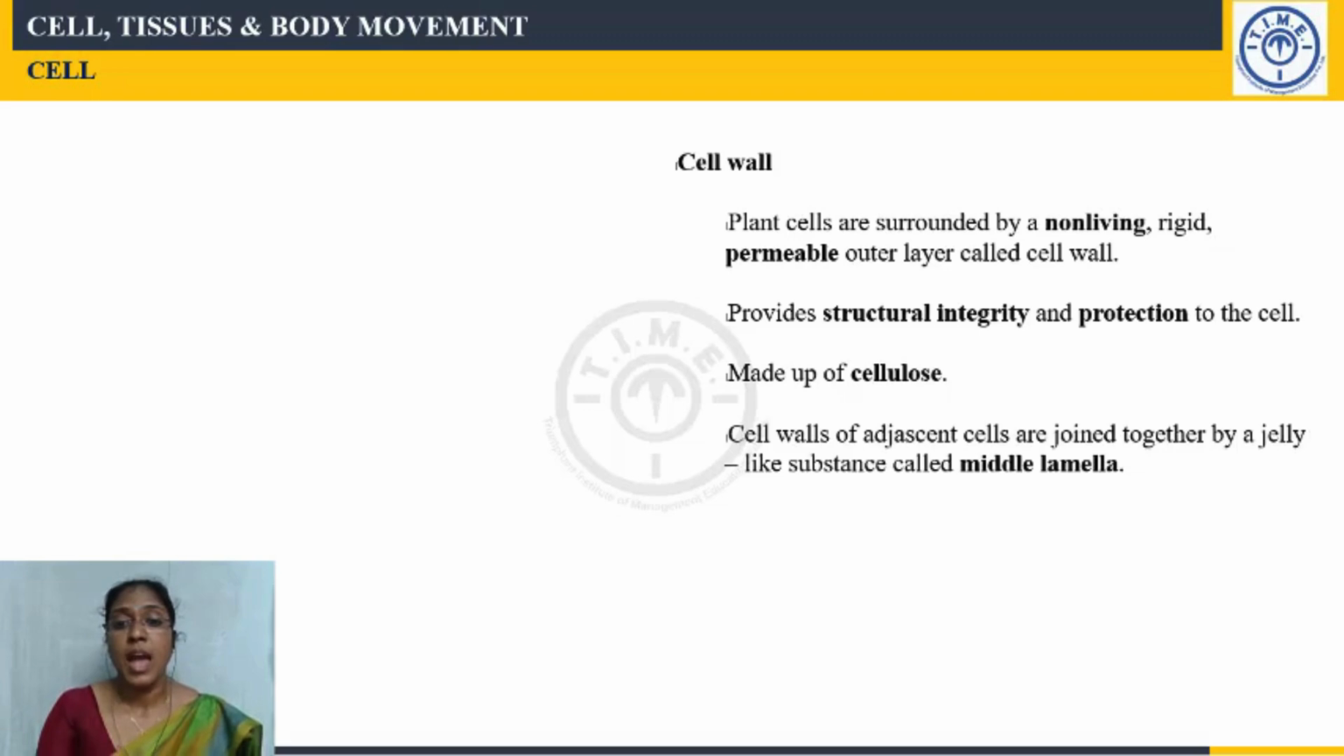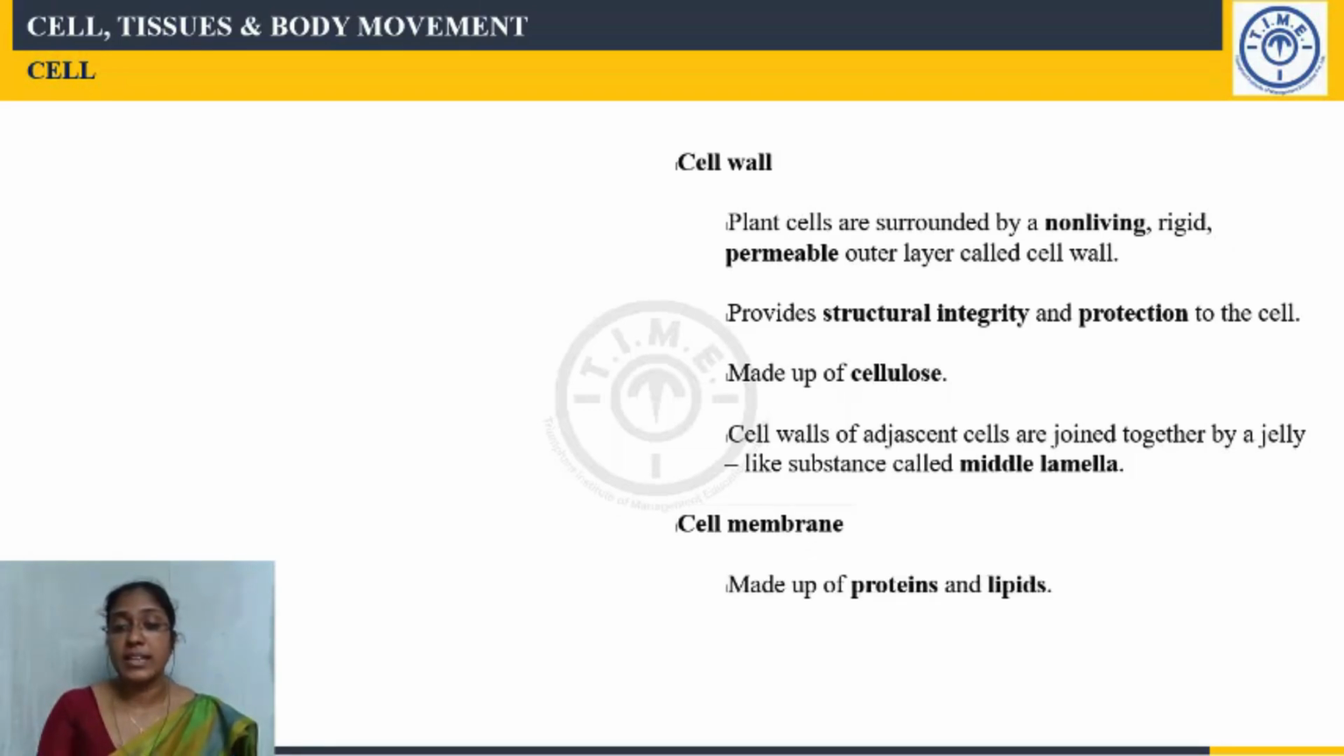Cell walls of adjacent cells are joined together by a jelly-like substance called middle lamella. So the adjacent cells are joined together by means of the middle lamella. Those are the features of the cell wall. They are made of cellulose, which is the most important point.